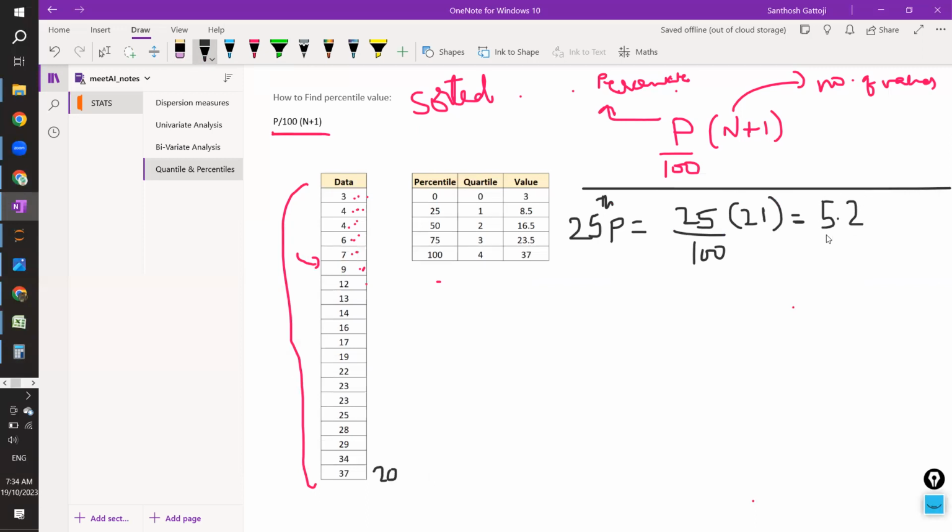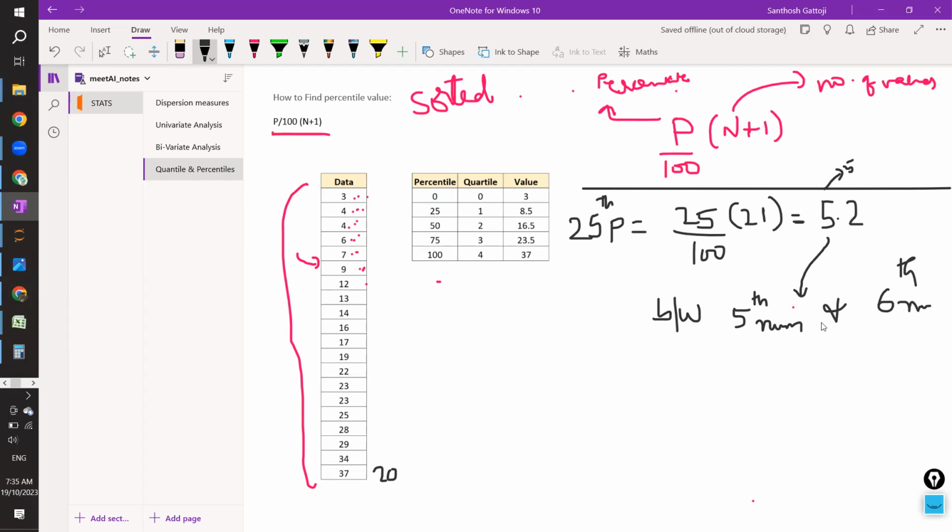Whatever value you are getting here, it is not the actual percentile value. It is indicating the position in the given data. It is saying the 25th percentile will be found at, if it is exactly 5, the fifth number in the data. But it is 5.2, which is greater than the fifth number, so it will be between the fifth number and the sixth number. These are numbers from the data.